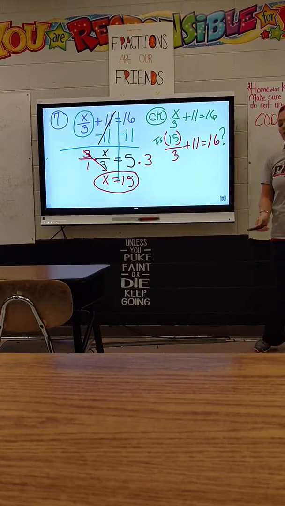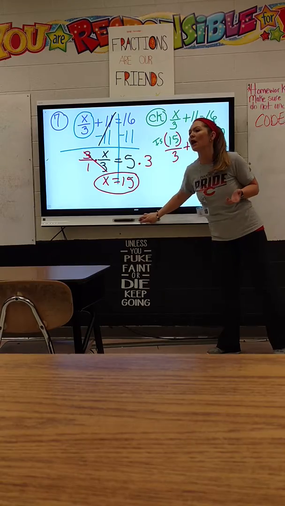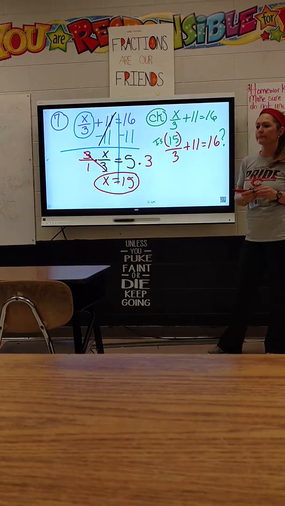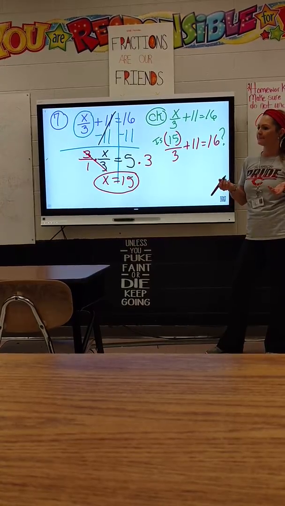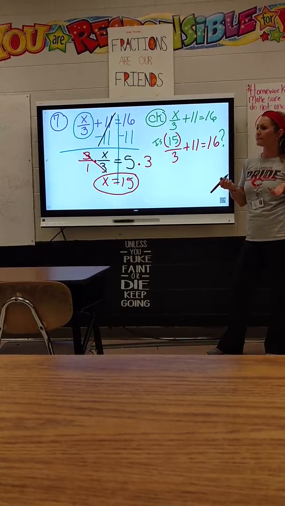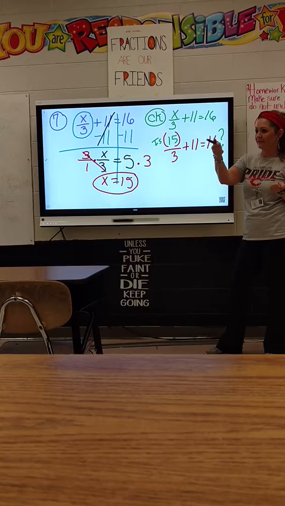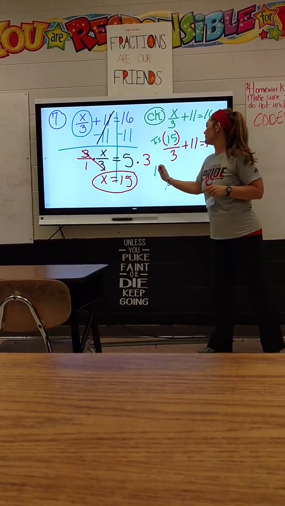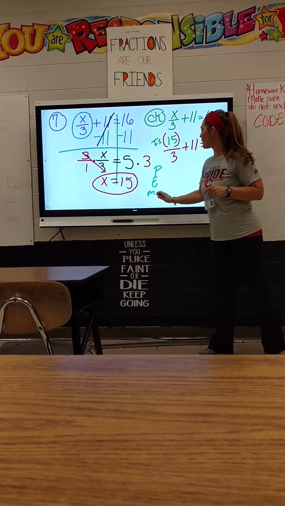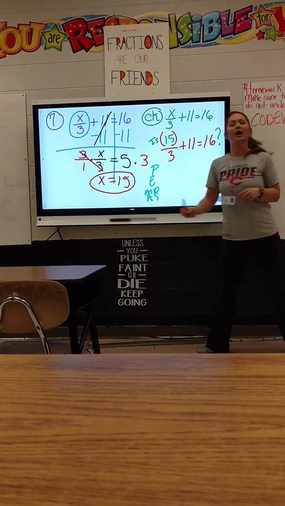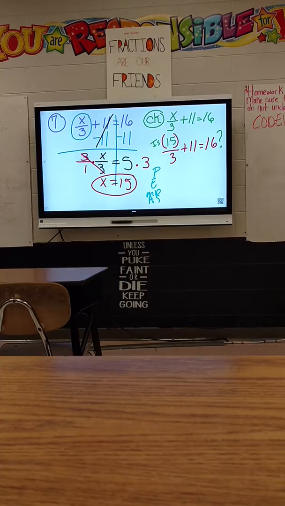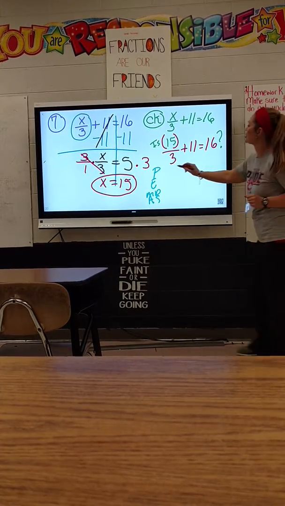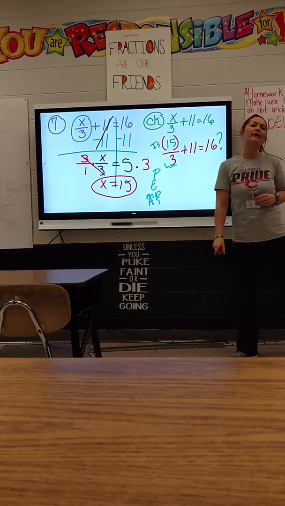When I'm checking an equation, what do I have to follow, Emma? What rule do we follow when we're checking? PEMDAS. Very good. We follow order of operations when we're checking it. So, what do we do first when we're checking this problem? Divide. We're going to do the division part. 15 divided by 3, class? 5.